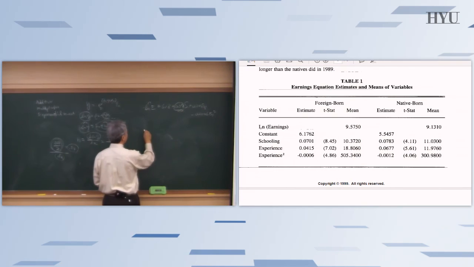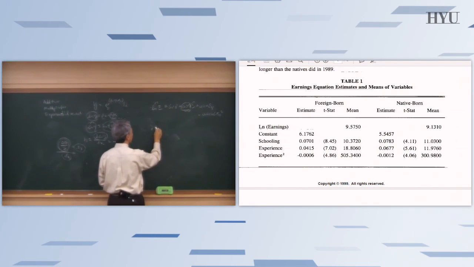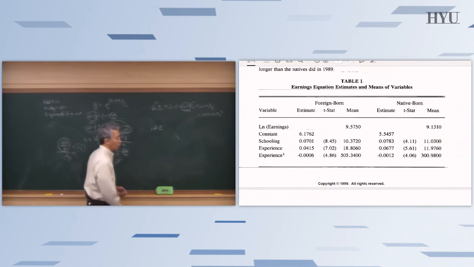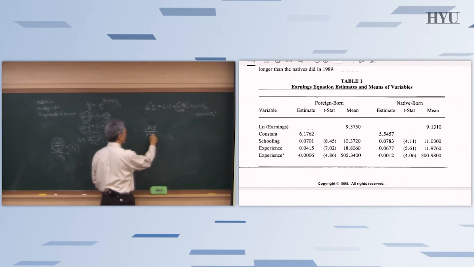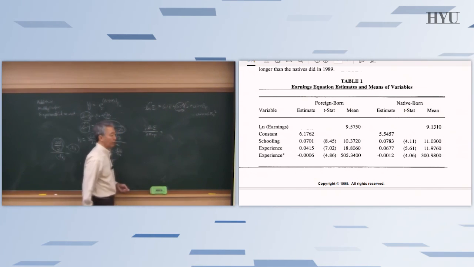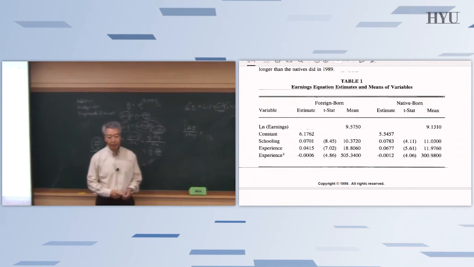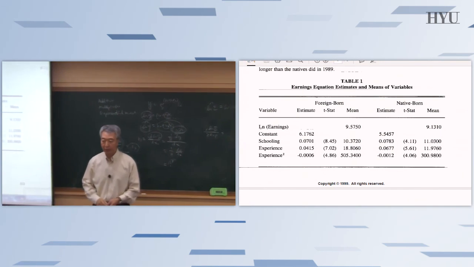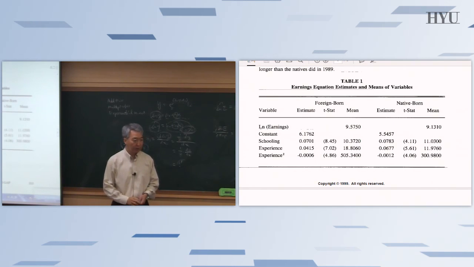All right. What about the effect of experience? Let's say the partial of log of earning with respect to experience. In other words, if a person has 1 additional year of labor market experience, what's going to happen to the person's earning?